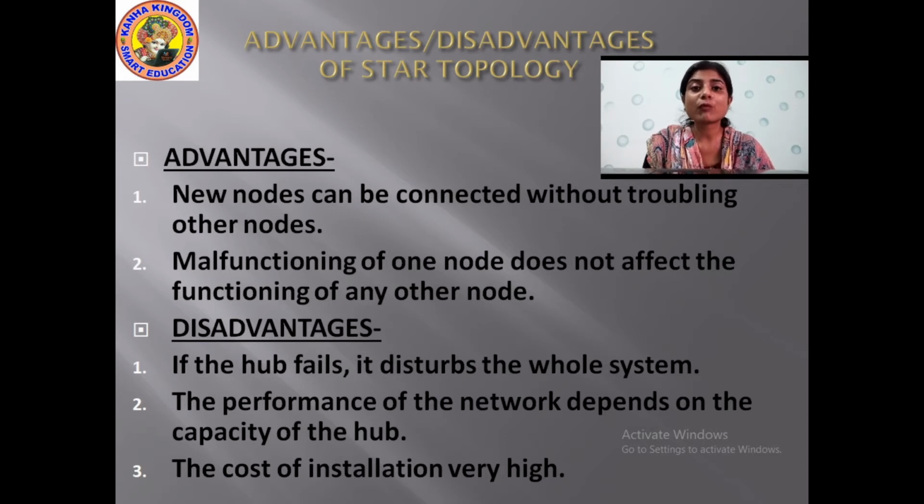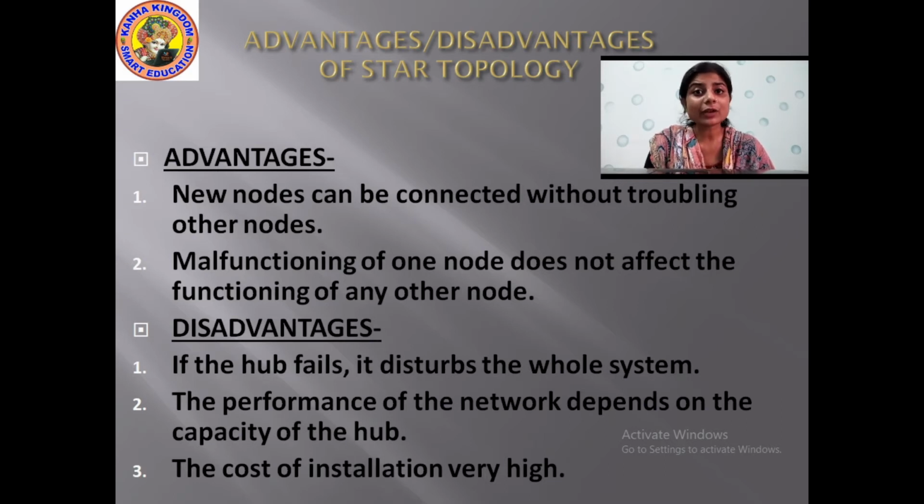Malfunctioning means if one computer is not functioning well, the other computers will not be affected. They will continue doing their work. Only the specific computer which is not working properly will have the problem. The other computers will work smoothly as they were, without being disturbed. So this is the advantage of star topology. And what are the disadvantages?